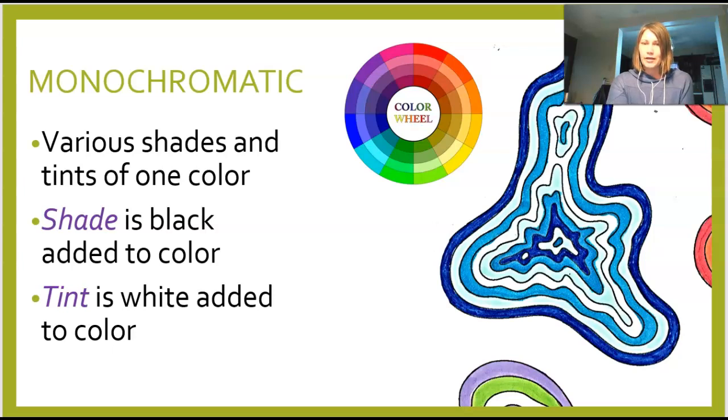In my colored example, I've chosen to use shades and tints of blue to color that part of the picture. It could be any color. You just have to have a range of value to have a monochromatic color scheme, but it could be of any color.